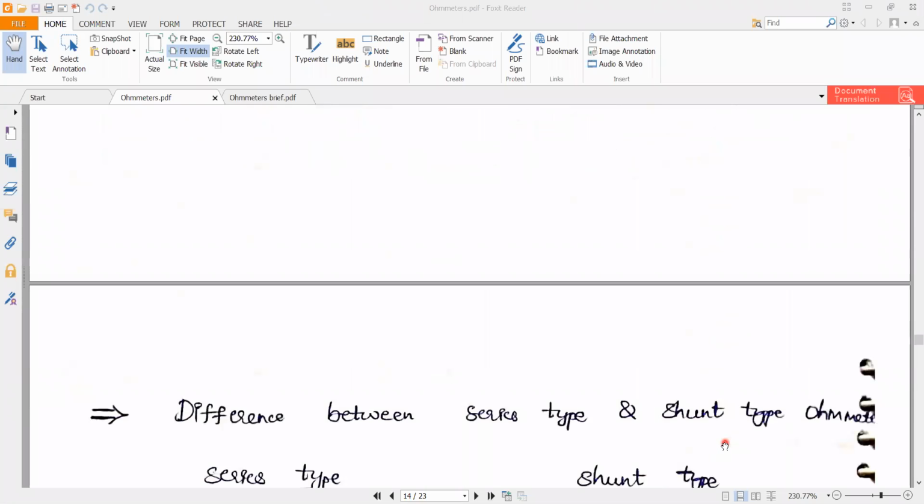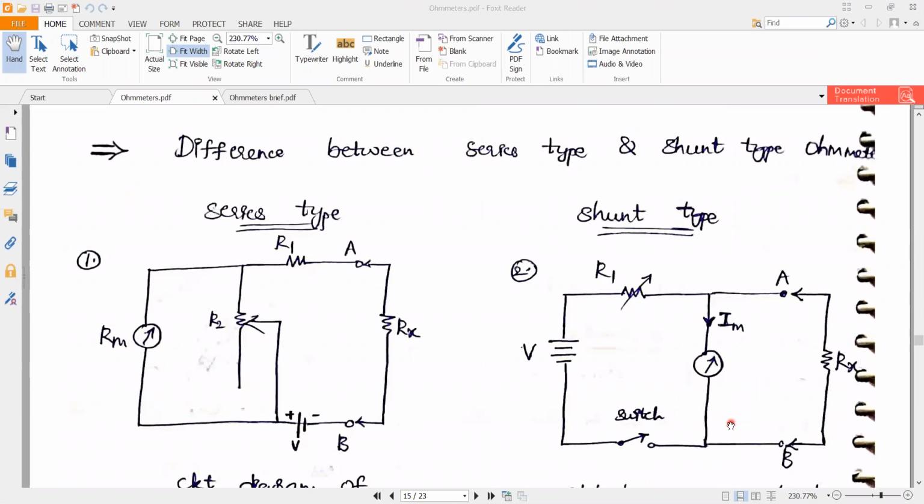Please go through that one. You can easily understand what the terms involved are. Next one is the difference between series type and shunt type.